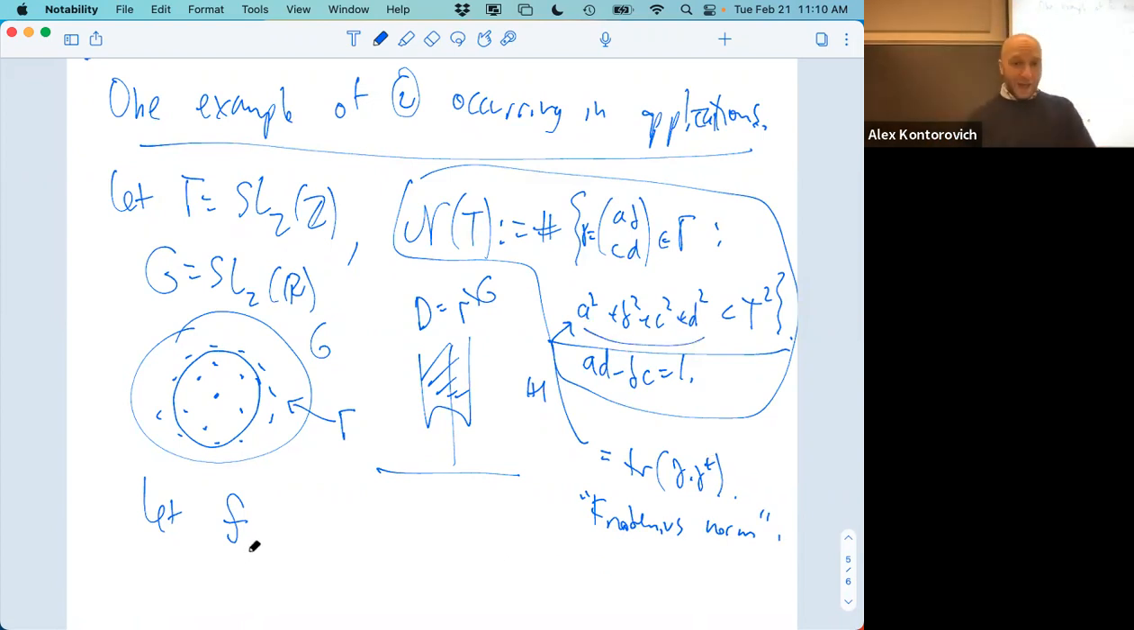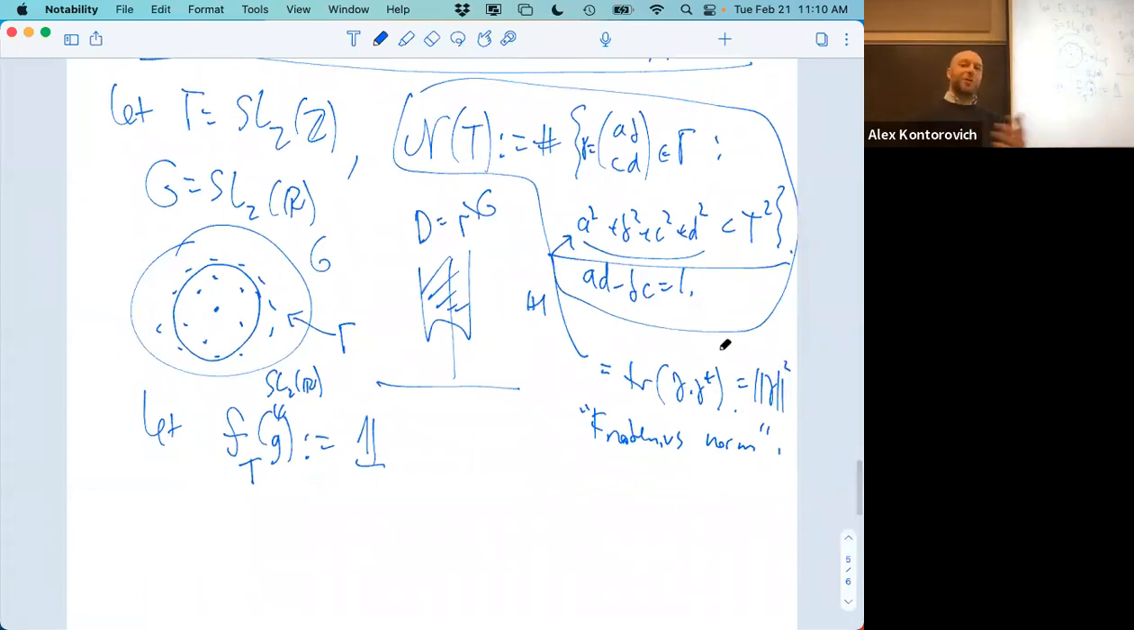Okay, so let f sub T of g, for any g, we're going to make a function on SL2R. Let f sub T of g be the indicator function of whether this Frobenius norm, let's call this norm squared, I mean, you would want to take the square root of that to get a nicer norm, the norm of g being at most T. So this is the indicator function of a ball of radius T. In other words, in this schematic, it's 1 here and 0 elsewhere.